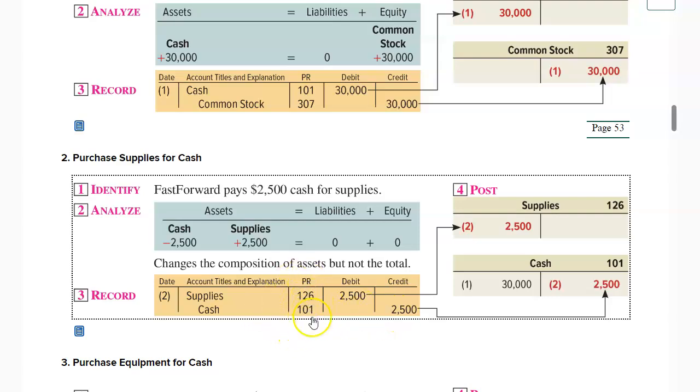This is not going to be filled in until I post, but when I post it, I'm going to carry this $2,500 debit to the supplies account and post it there. I'm going to carry this $2,500 credit to the cash account and post it here. No balance visible, but I can figure it out pretty quickly. 30,000 minus 2,500 is 27,500. I personally, when I'm posting, would really like to do it in a ledger, but the T accounts this book uses quite a bit.